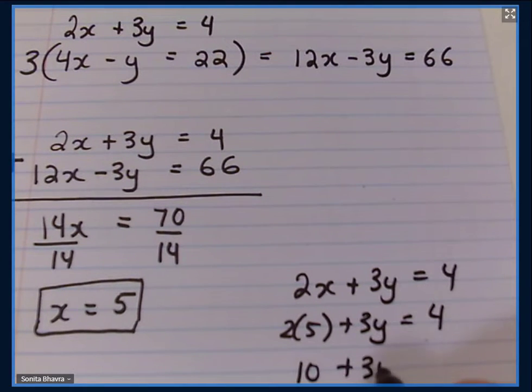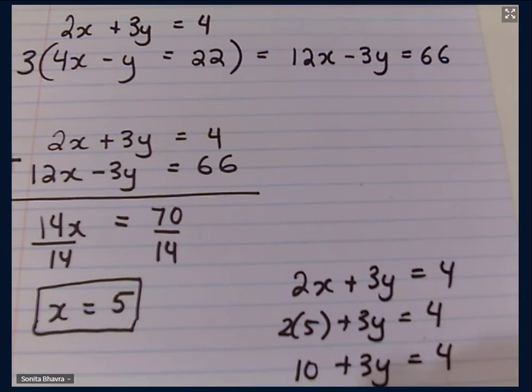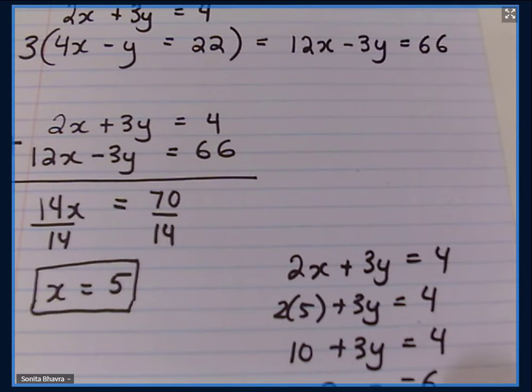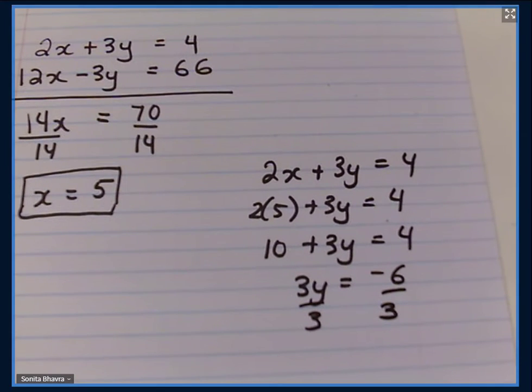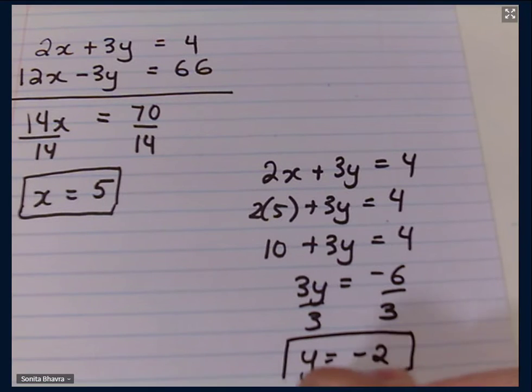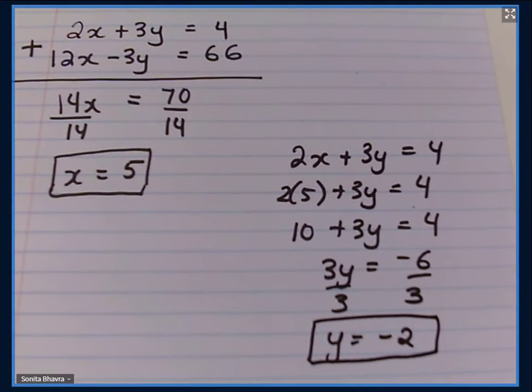So 10 plus 3y equals 4. Subtract the 10, which leaves me with 4 minus 10, which is -6. And then divide by 3. That leaves me with y is equal to -2. All right, so again, we have solved the equations. So the answer is 5 and -2. The last step you would do is verify that that solution works for both of those original equations.